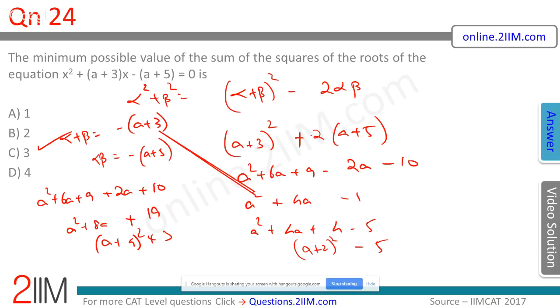I struggled. Sum of the roots is minus b by a, product of the roots is plus c by a. So alpha into beta is minus of a plus 5. So minus 2 alpha beta is plus 2 times a plus 5. Therefore, it is 3. That is fine.